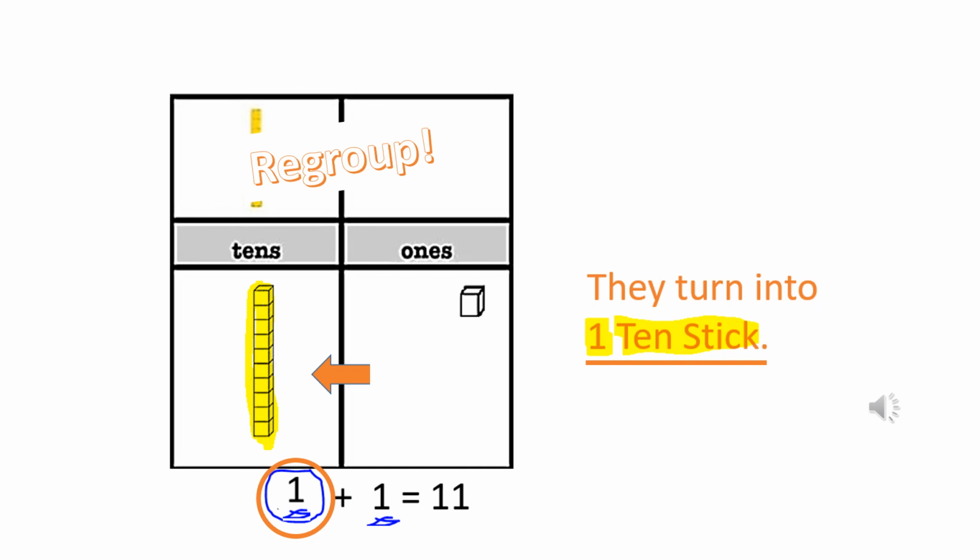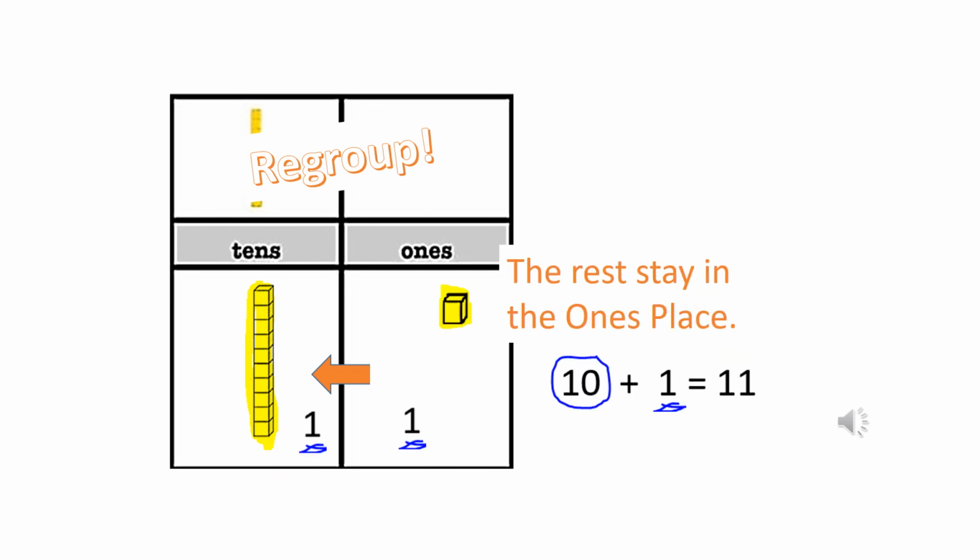Those 10 cupcakes that I put in the tens place turn into 1 10-stick. So I show 11 cupcakes as 1 10-stick in the tens place and 1 cube in the ones place. And I can write the number 11 by putting the number 1 in the tens place and the number 1 in the ones place. 1 ten plus 1 one equals 11.